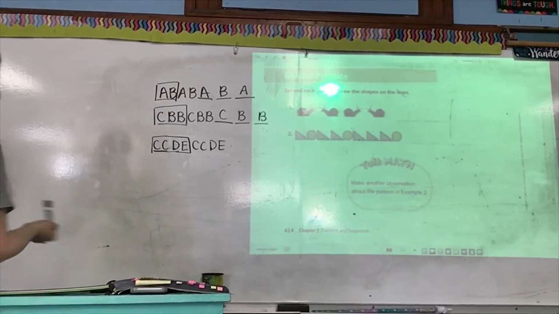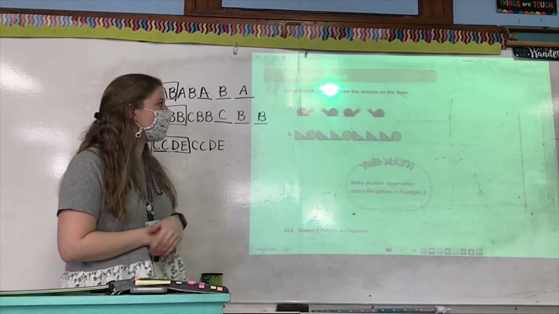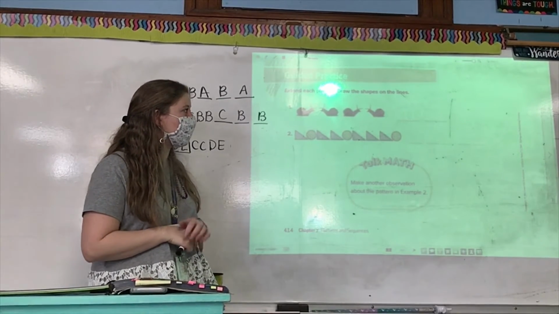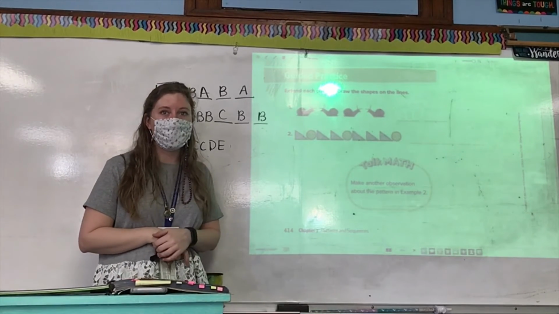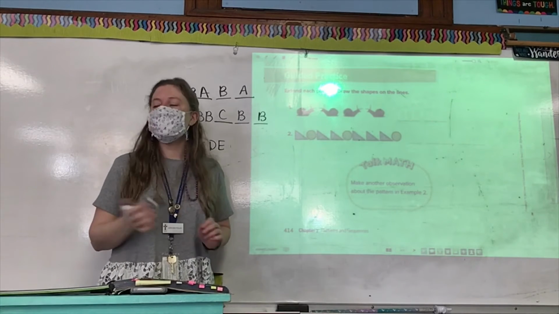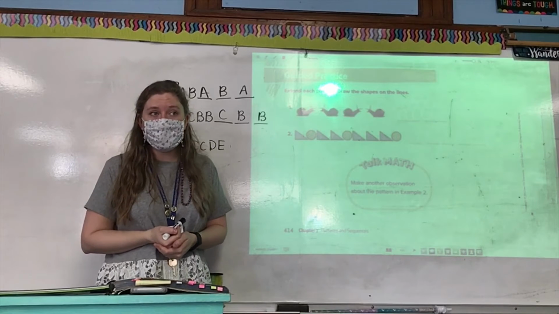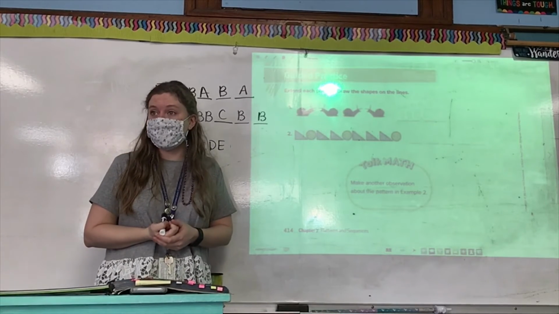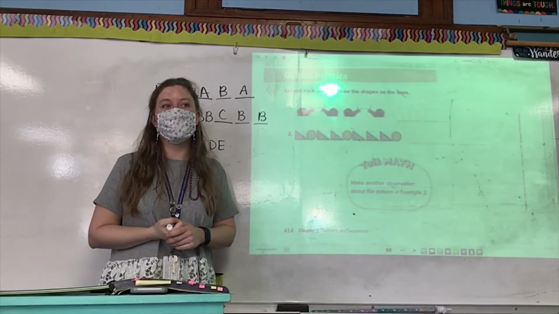Hey, the guided practice says, extend each pattern, draw the shapes on the line. Number 1, we have snails. Now I know you might be thinking, how am I supposed to draw a snail? Just do your best. As long as I can tell what the pattern is when you draw your snail, that's all that matters.